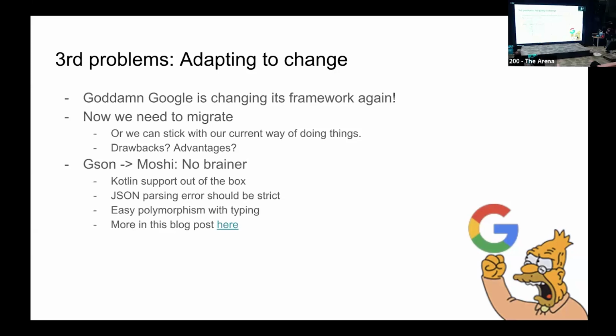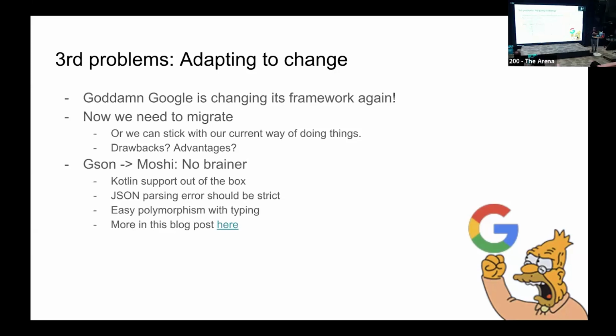And one of the things that I actually wrote a blog post on, I will share this link later if you are interested, is the migration from JSONs to Moshi, which is a library to decode JSONs to Kotlin objects. Well, this migration actually is a no-brainer because Kotlin support for Moshi is out of the box, and the JSON parsing error should be strict, so that the application actually crashes if there's some nullability happening on the JSON side, which is great if we want to actually see the problem surfacing.